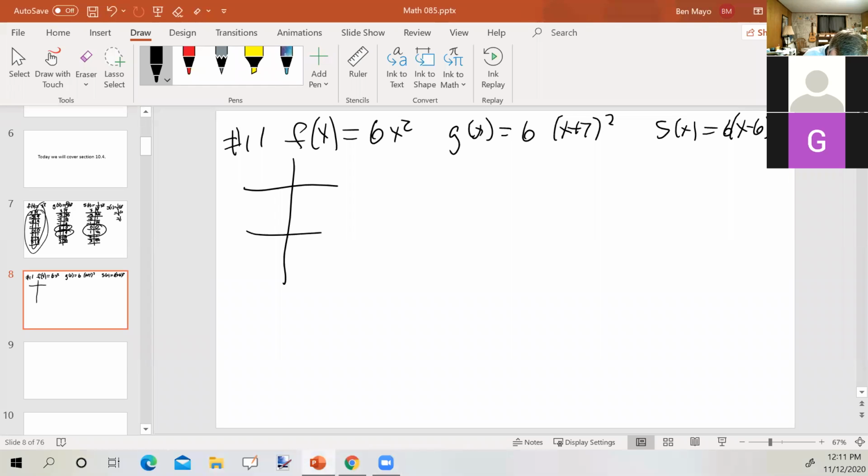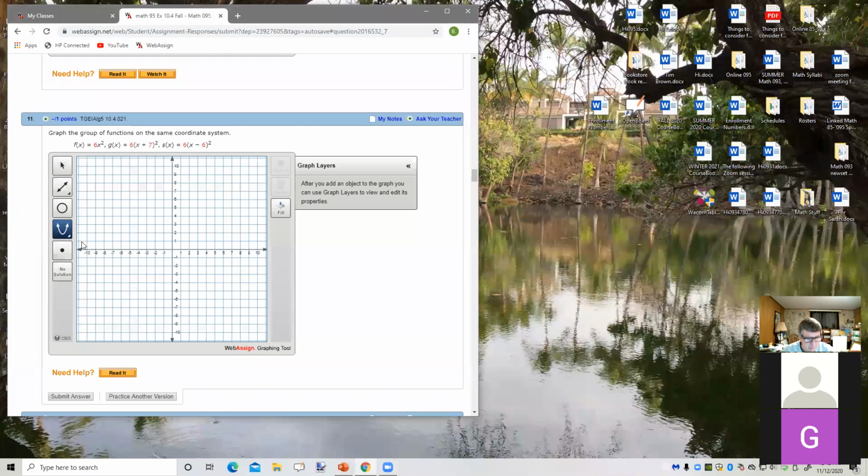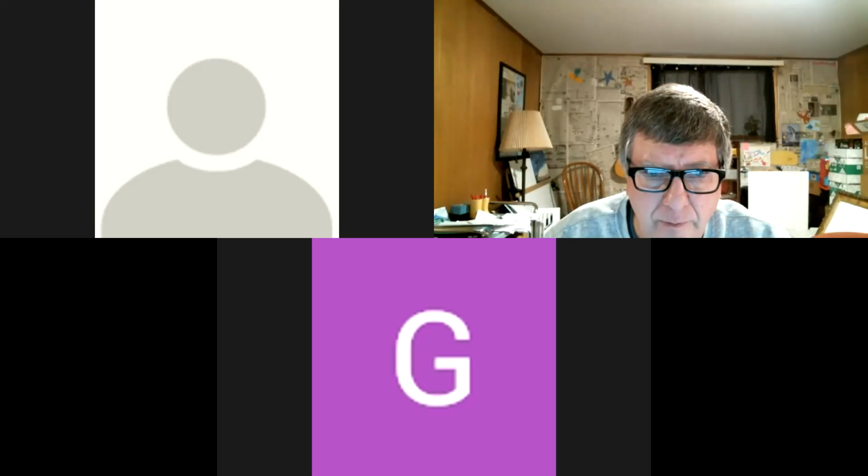So now I'm just going to do the WebAssign part. It's still, let's see, graph in the form y equals ax squared, the vertex would be at (0, 0). If x is 1, what's y going to be? Well, 6 times 1 squared, 6 would be 6, right? Okay, we okay with that? Yes. All right. So we're at (0, 0) and (1, 6). Okay, now let's go back here.